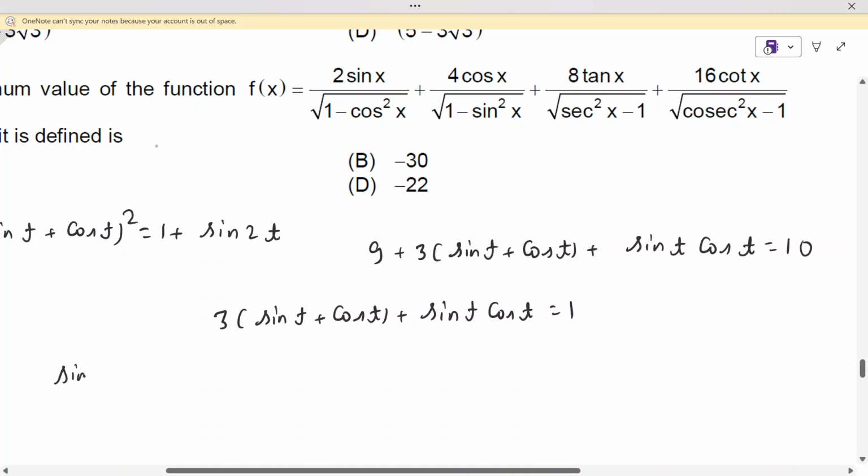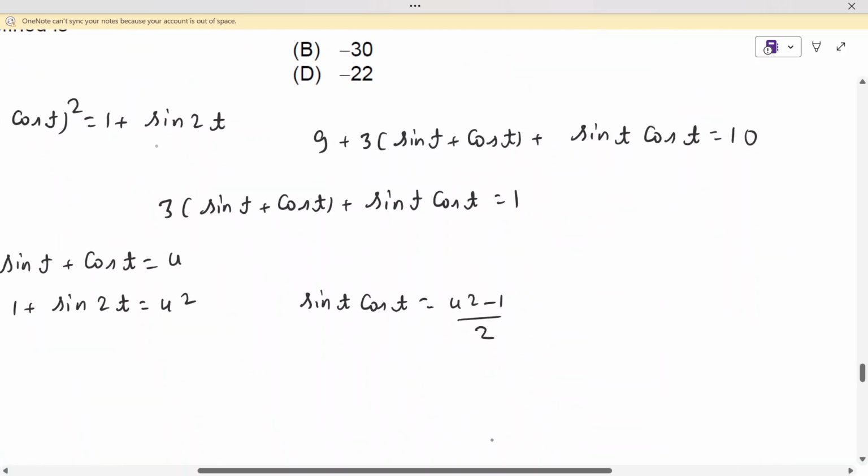So sin t + cos t is, let's say, equal to u. So 1 + sin 2t is equal to u squared. Fine. So sin t cos t will be equal to (u squared minus 1) by 2, right? Now put those values. So 3 into u plus (u squared minus 1) by 2 equal to 1. So 3u plus u squared by 2 should be equal to 3 by 2. Clear?